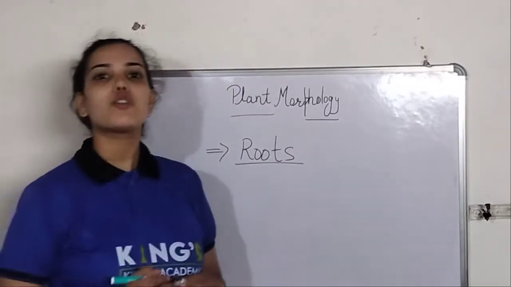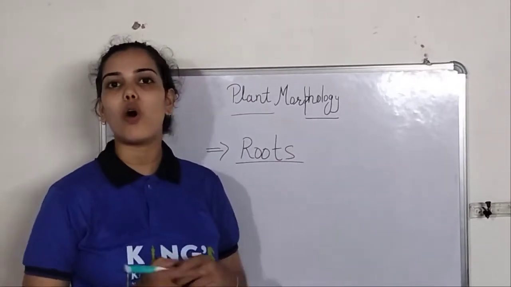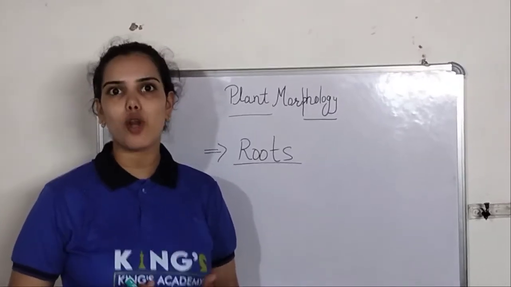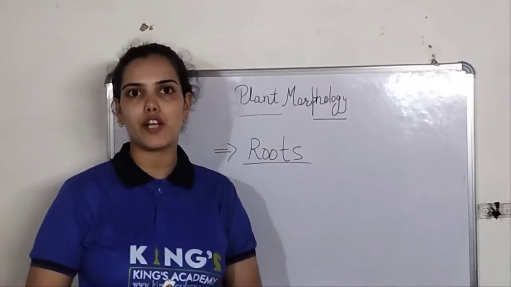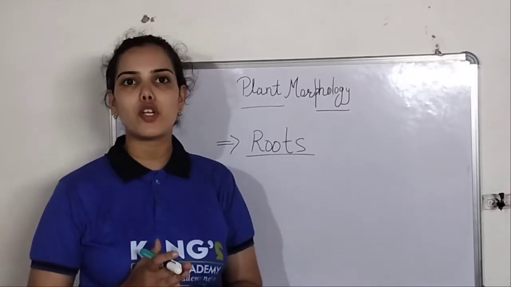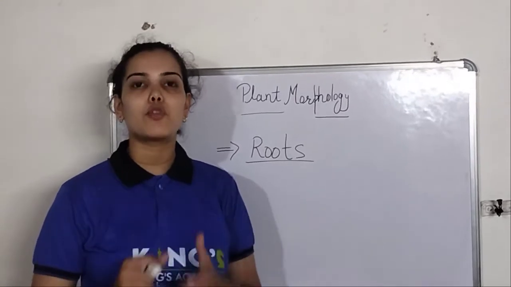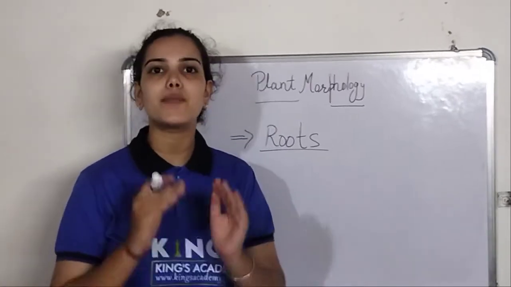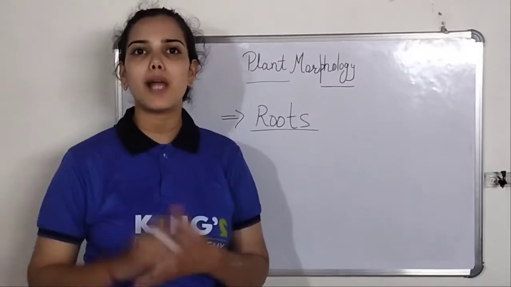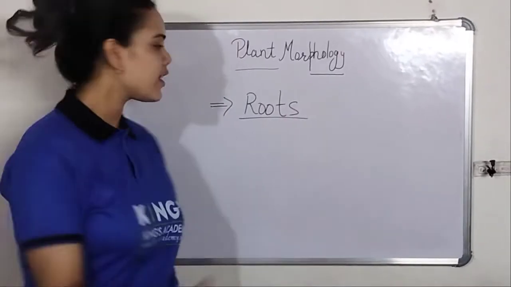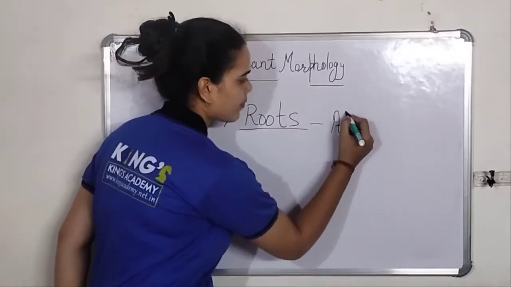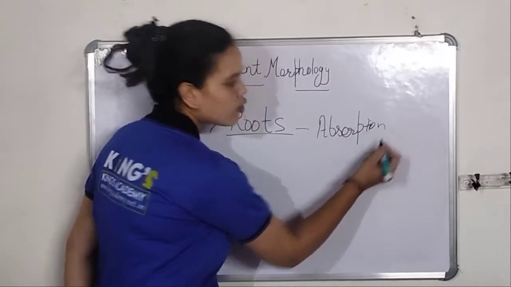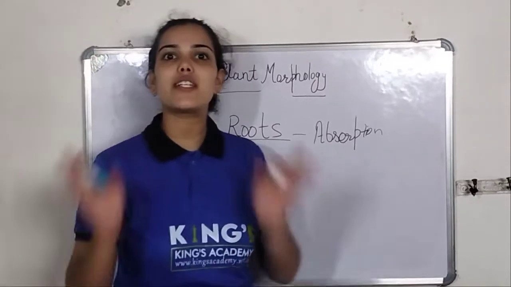Right? Roots. So you all have heard about roots, and you are all well known about the functions of the roots. Like, what is the main function of roots? How does the root perform their function? So the main function of roots is the absorption of water and minerals, so that they supply all these waters and minerals to the plant and help the plant growth, right? So the basic function is absorption.